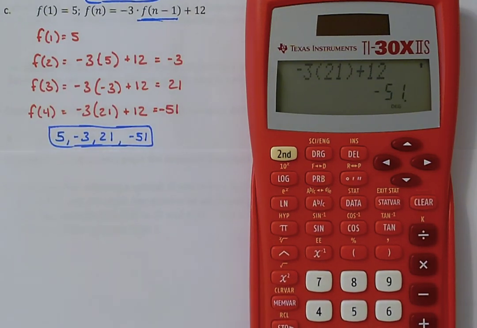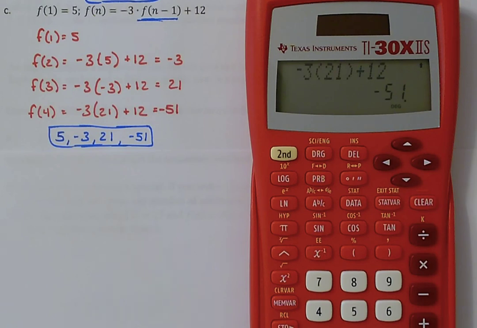And that is my answer for part C. So the reason I do that for part C is in case you see it being multiplied or divided, you know what to do first, instead of just straight adding or subtracting. So that is our answer for part C: 5, negative 3, 21, and negative 51.